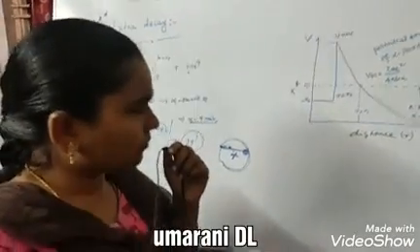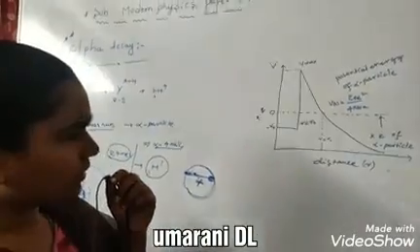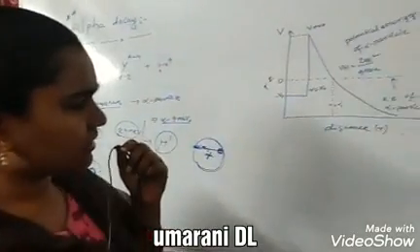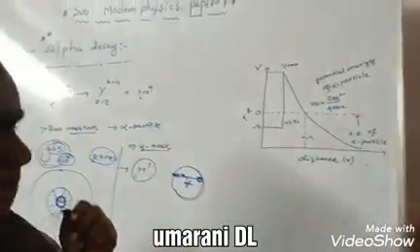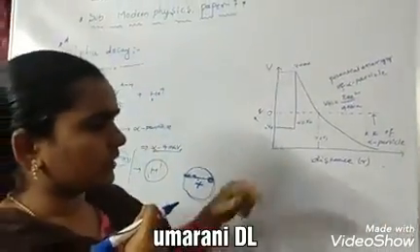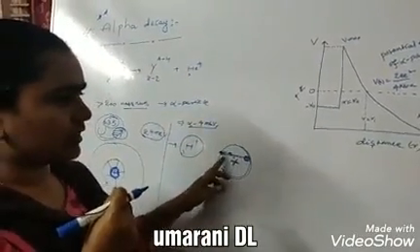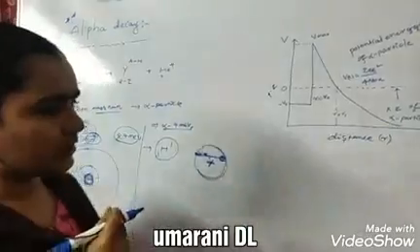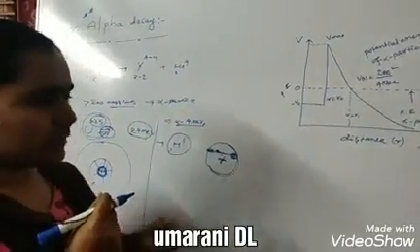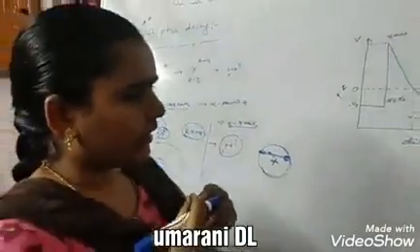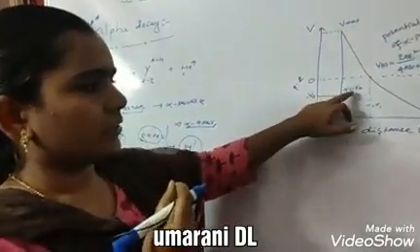So here we draw one graph. That is potential energy against distance. This is the distance of the nucleus. So this is the nucleus potential energy against the distance of the alpha particle. Here, this is r equal to r naught.